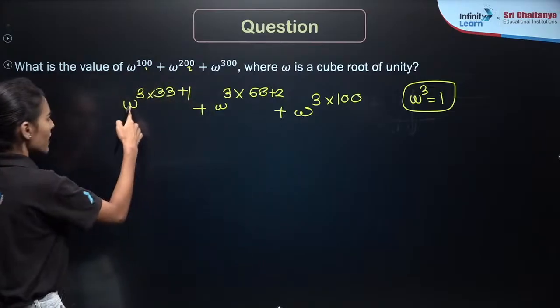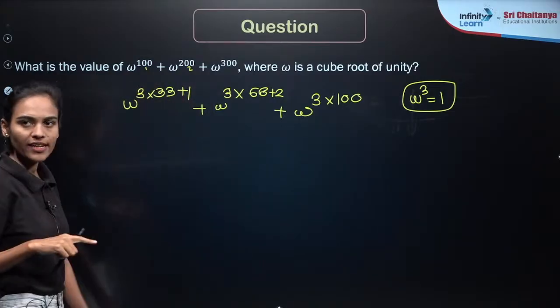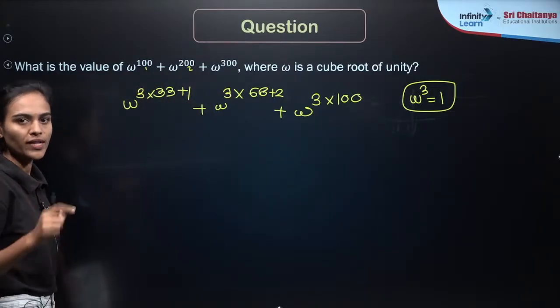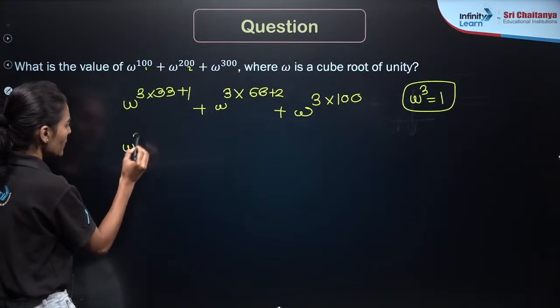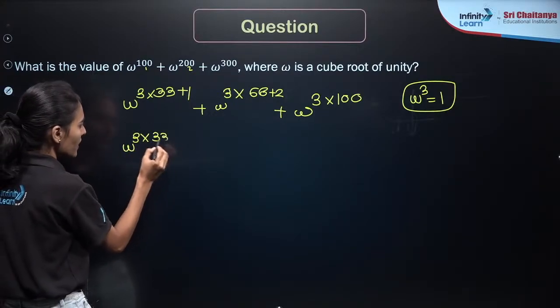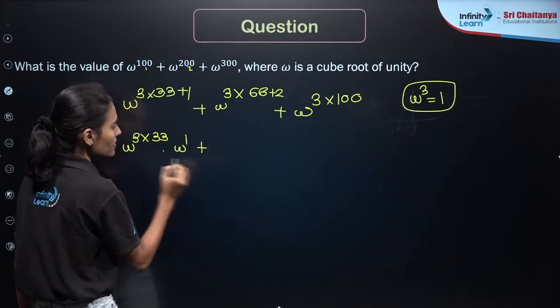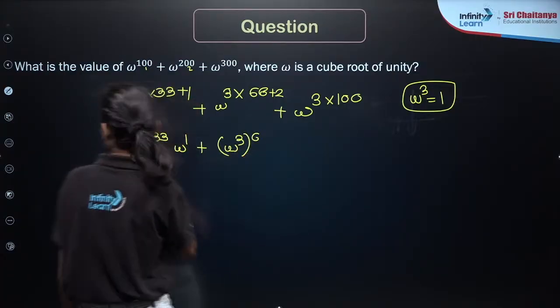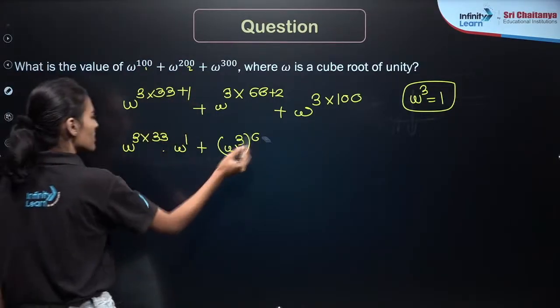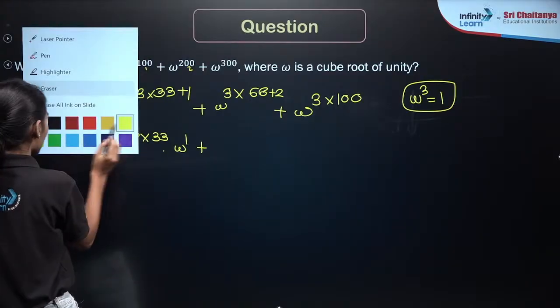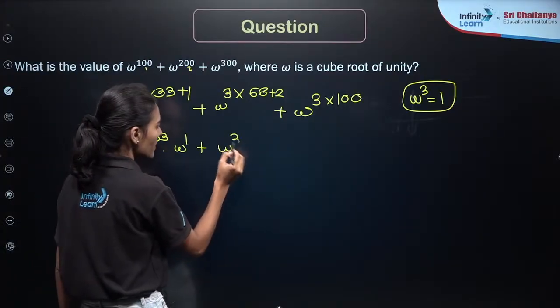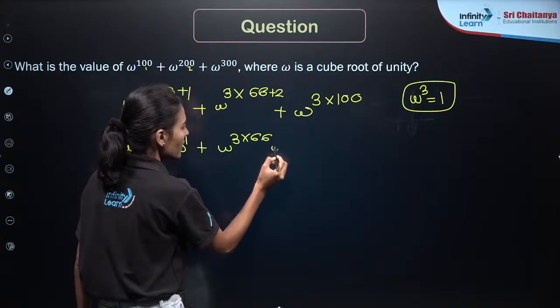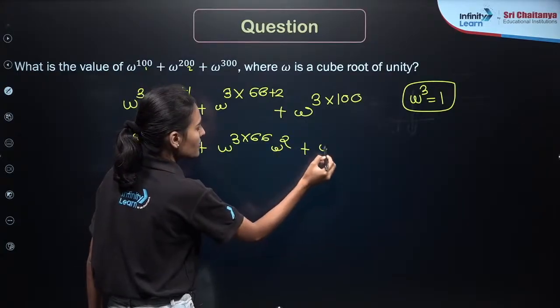So see, here omega power m plus n means omega power m into omega power n. So this is omega power 3 into 33 into omega power 1. This is omega power 3 whole power. Okay, first we will do step by step, that will be easy. This is omega power 3 into 66 into omega square.